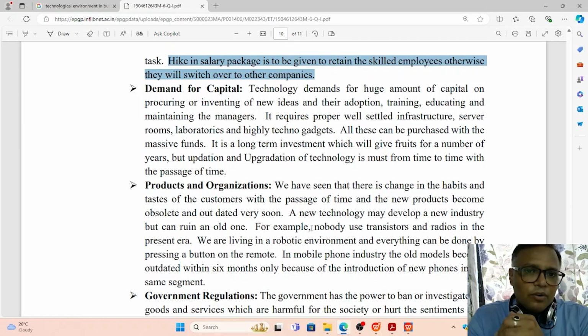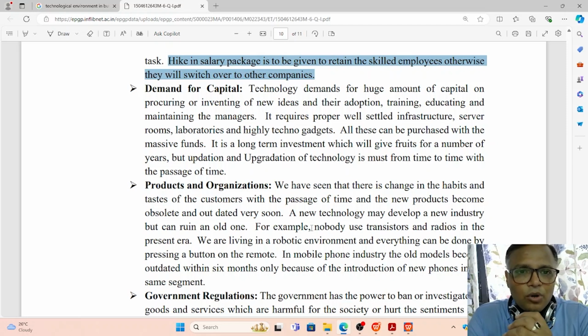Next is about the demand for capital. Technology demands huge capital for procurement or inventing new ideas and their adoption. Training, educating, and maintaining the managers requires proper, well-settled infrastructure, servers, rooms, laboratories, and highly techno gadgets. All these can be purchased only with massive funds. It is a long-term investment which will give fruits for a number of years. But upgradation of the technology is a must from time to time with the passage of time.